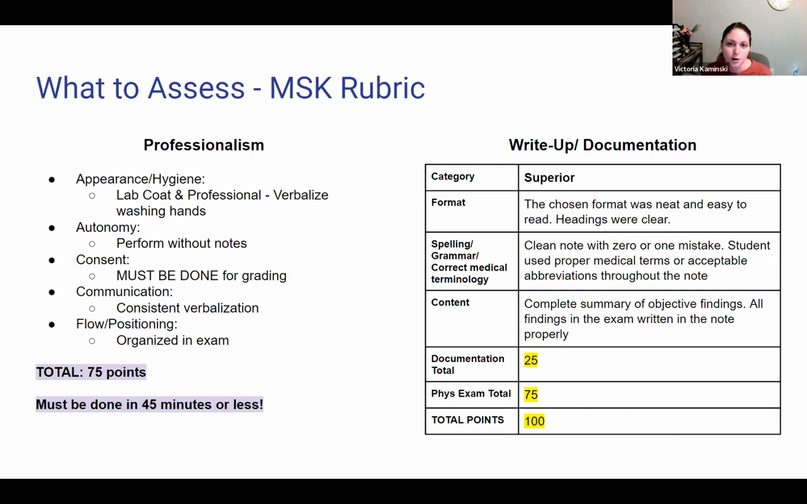Your format, you should always be using an APA title page. You have clear headers in your formatting that we are able to see. You're using good grammar, you have appropriate spelling and correct medical terminology, and your content is complete with a summary of all of those objective findings. You want to be very specific in mentioning each area that you covered in detail of your exam. That is MSK and integumentary in a nutshell.